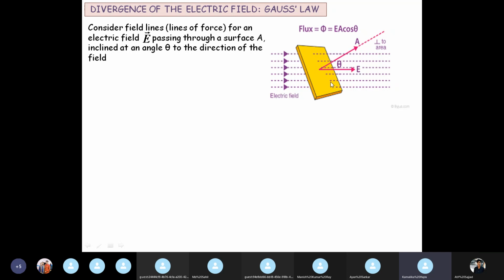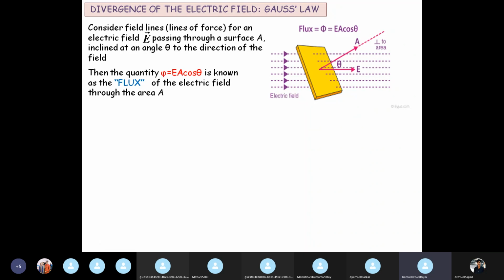So how do we get the direction of a particular area? Remember, the normal to the area will give you the direction of the area when you are treating the area as a vector. So in this case, this arrow over here where I've written A is the direction of the area vector, and so this area is inclined at an angle theta to the electric field. All right.